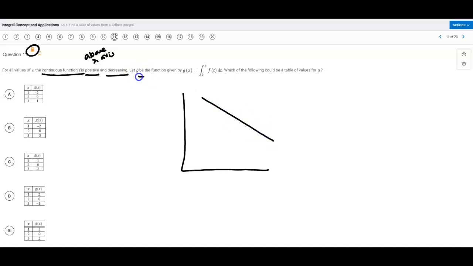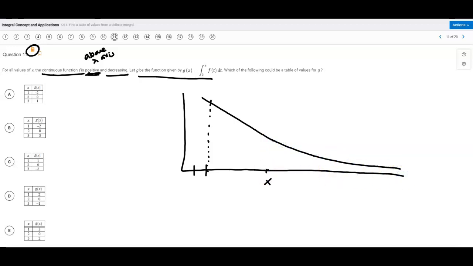Now, g is this function, which is the integral of that from x equals 2, so we'll start here, up to any value x. Now, f has to stay above the x-axis the whole time, so it can't be a straight line because eventually it would cross the x-axis, right? So we know it's probably got to be plateauing at some point like that. Now, the area under the curve is what we're looking for. They want to know which one of these tables could be a table that represents g. Well, let's go ahead and try.